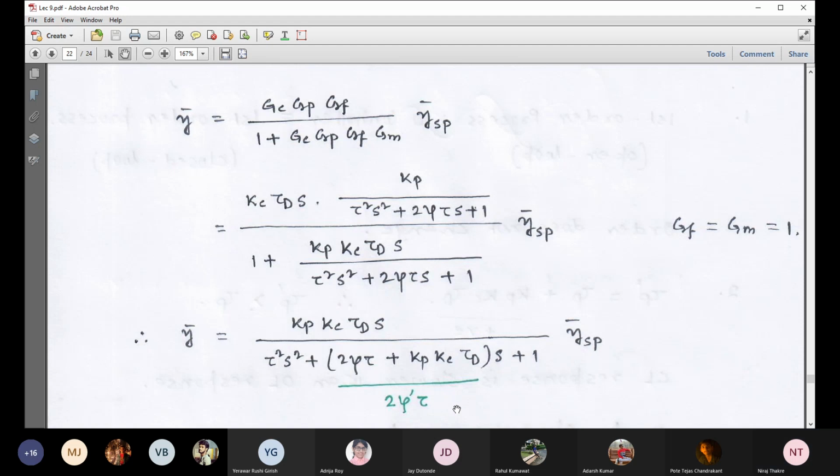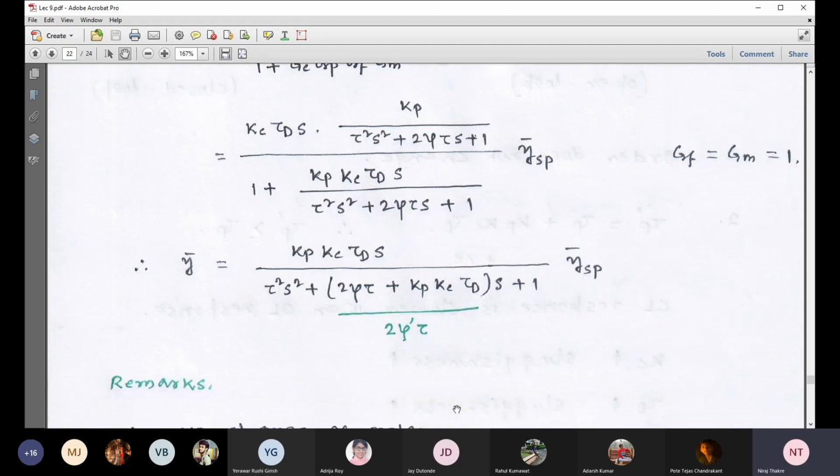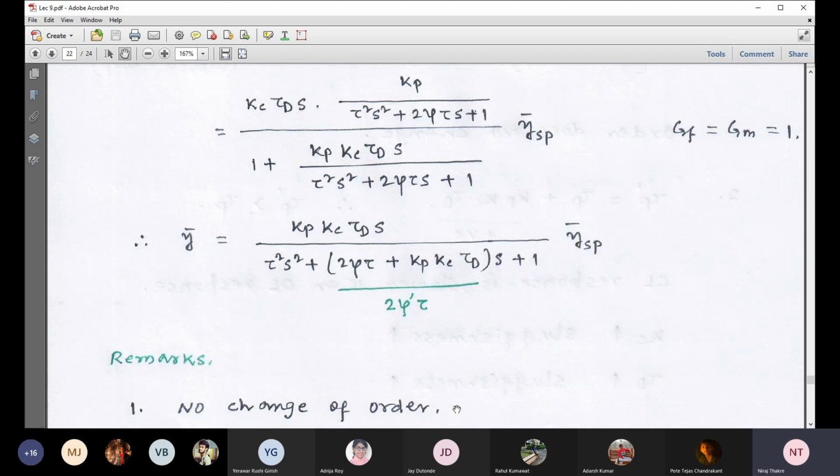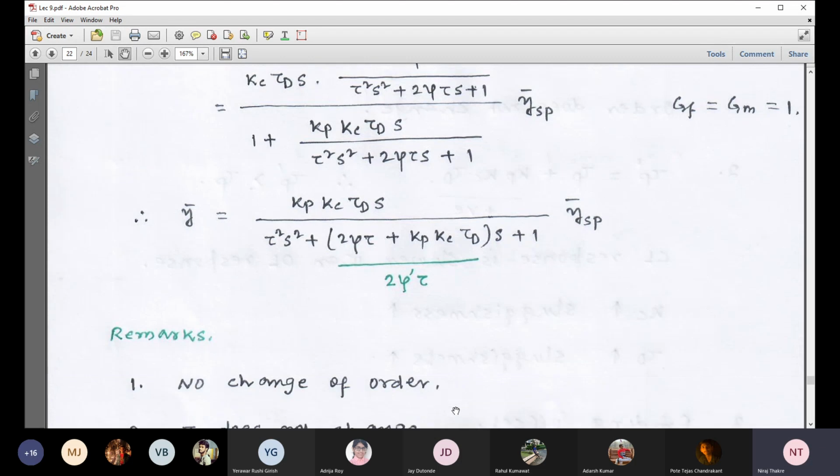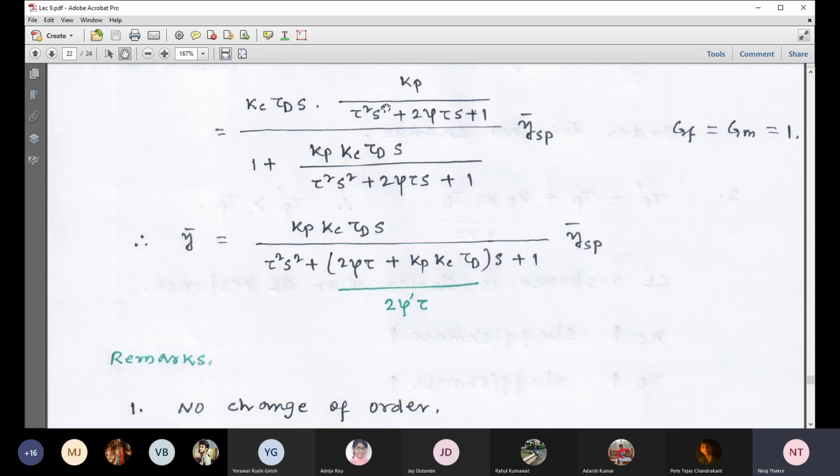Now similarly, we want to make a couple of remarks based on this. Again, same remark, no change of order. This is also a second order transfer function, and therefore there is no change of order. Not only that, our tau also does not change. This is tau square s square. In the open loop process also we had tau square s square, so this tau does not change.